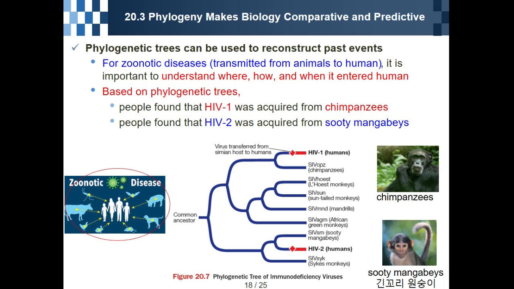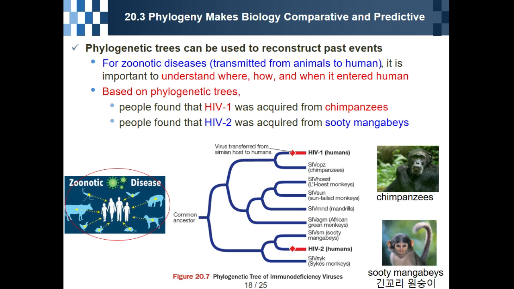Okay, so for example, people make phylogenetic trees like this. They have a common ancestor, and in human we found HIV-1. And also in chimpanzee, we find the SIVcpz virus. And also in monkey, we find the SIV virus. And in another sooty-tailed monkey, we have found the SIVsm virus. First of all, we made the phylogenetic tree like this.